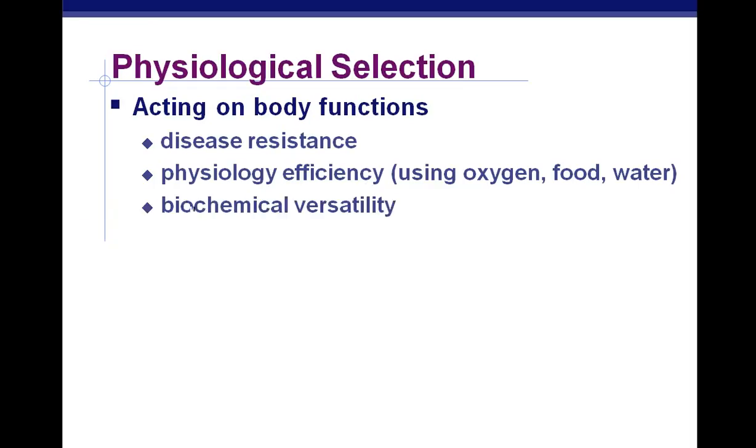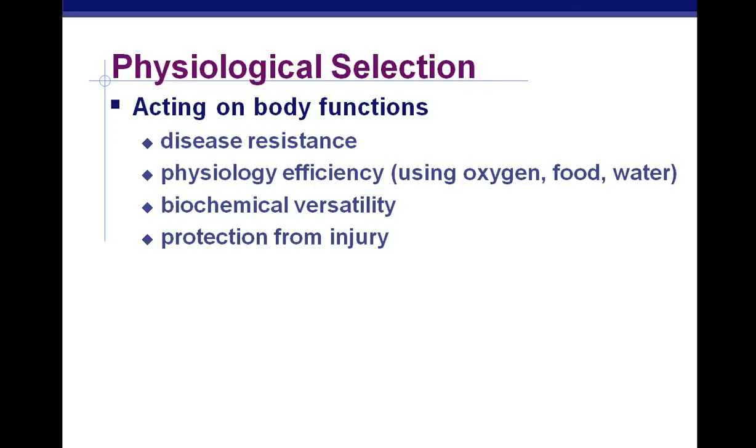Biochemical versatility. We have selection for different proteins within us that are able to use food sources that aren't able to be used by other organisms. A carnivore can only eat meat. Herbivore can only eat vegetation. But if you have an ability to produce enzymes to break down both plants and animals, that gives you a survival advantage as an omnivore.